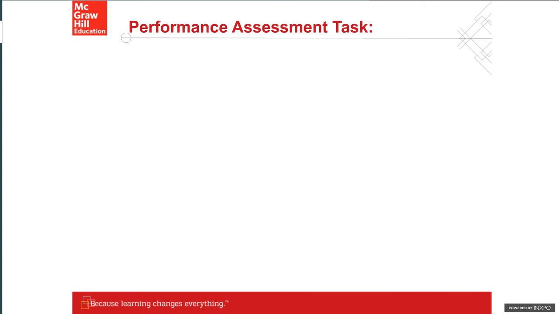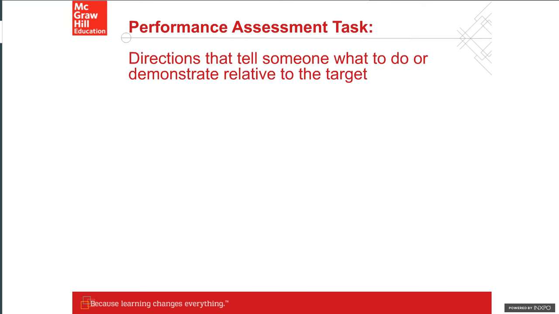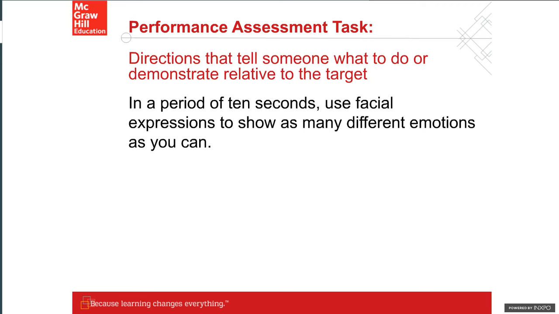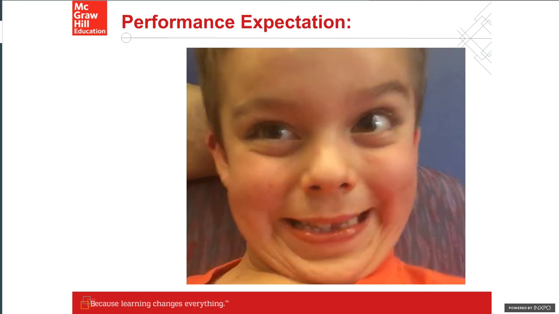Performance assessment also includes a task related to that goal. If our goal is to look at facial expressions and emotions, this task would be directions that would tell someone what to do or demonstrate relative to that target. For example, this task: in a period of 10 seconds, use facial expressions to show as many different emotions as you can. Another component of the performance assessment is an expectation. You have an idea of what you would expect as someone responds to that task.